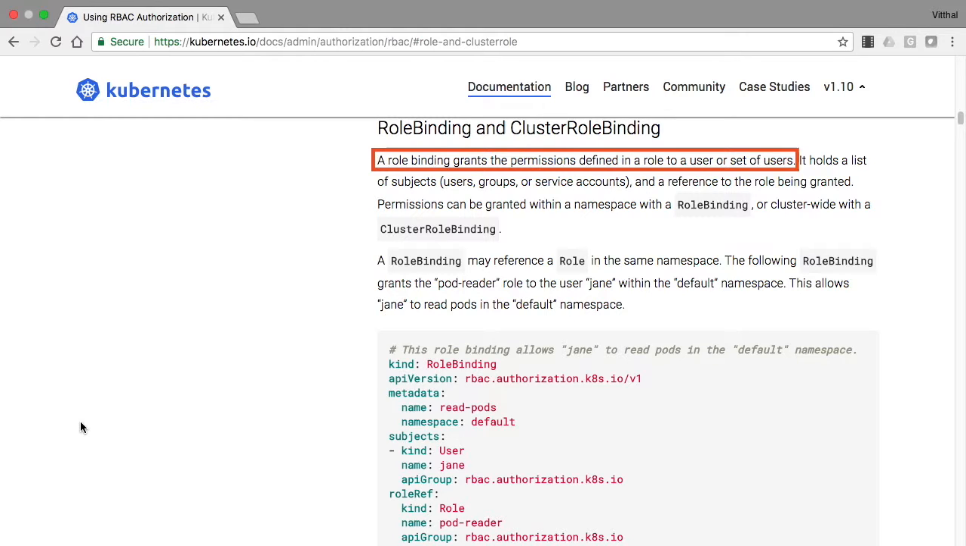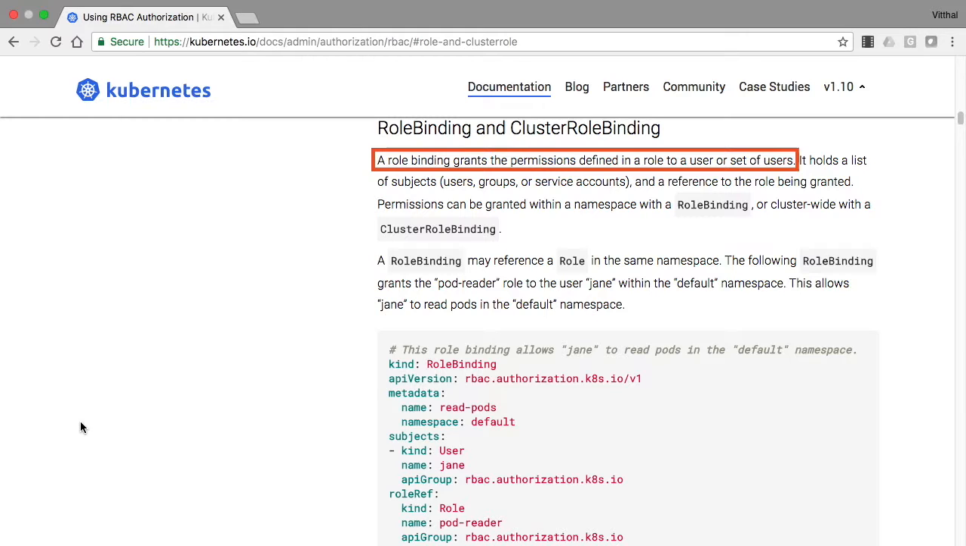The basic object required for this binding is a role binding object. This object will grant permissions defined in a role or a cluster role to either a user or to a set of users. So there are two important implications here that we should be clear on. A role binding can be used not only with a role but also with a cluster role. That's the first important bit to keep in mind.